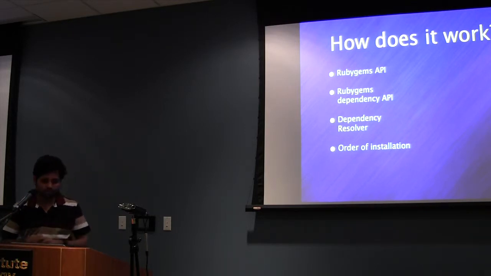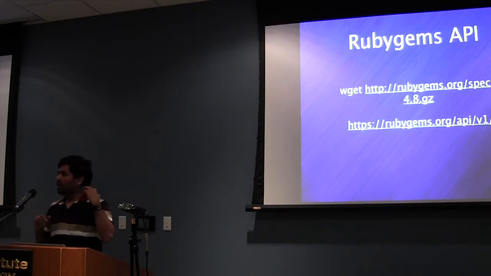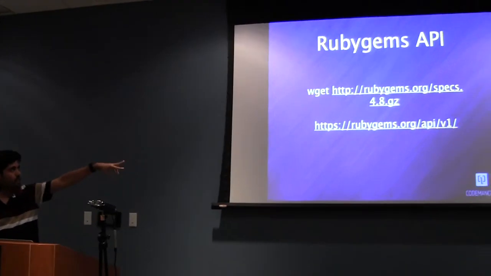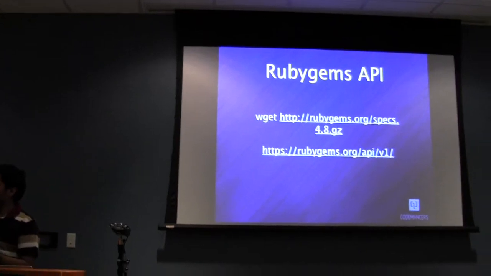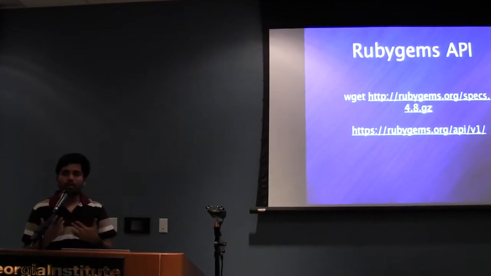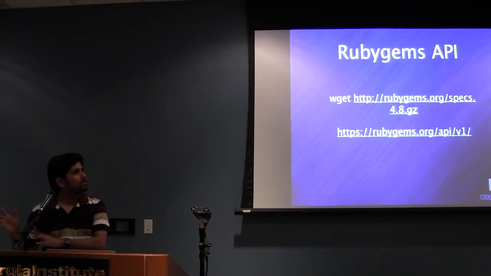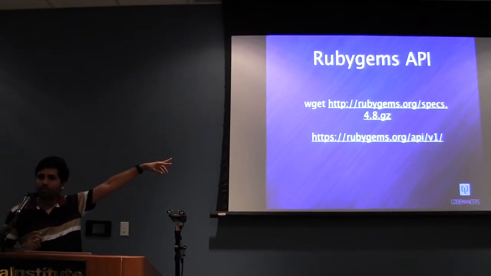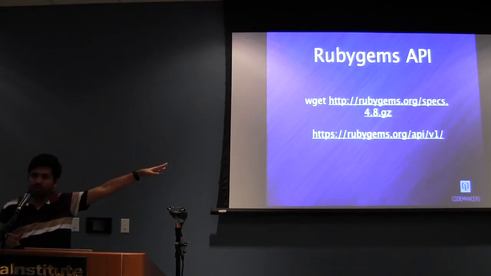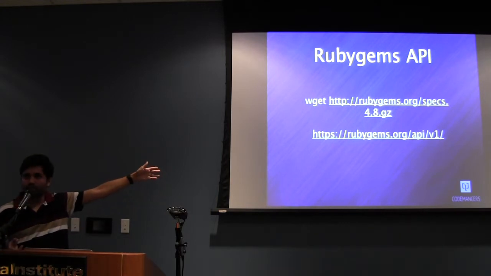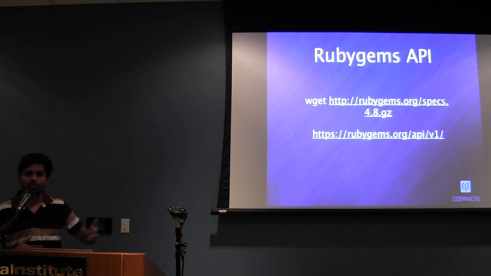And then there's a dependency resolver. Okay, so using this specs.4.8.gz, you can actually download not the gems themselves, but all the gems that RubyGems is hosting. You can download their names and their versions. So that is your specs file that Bundler uses, and you can use it as well if you are interested in how many gems are there, or you want to do any sort of data mining on RubyGems.